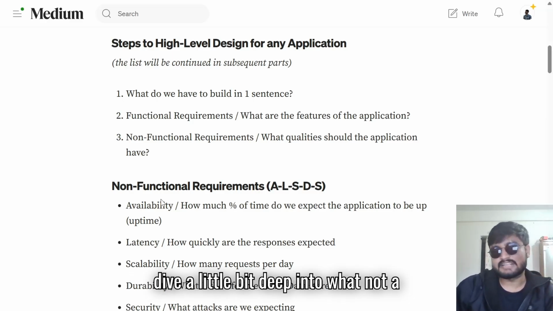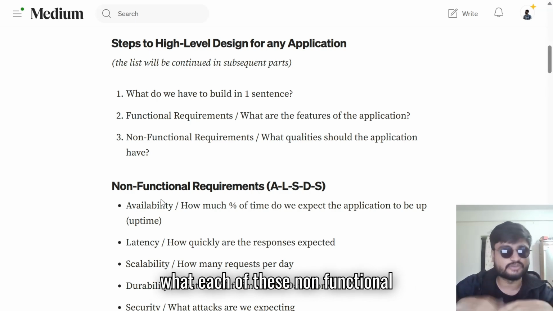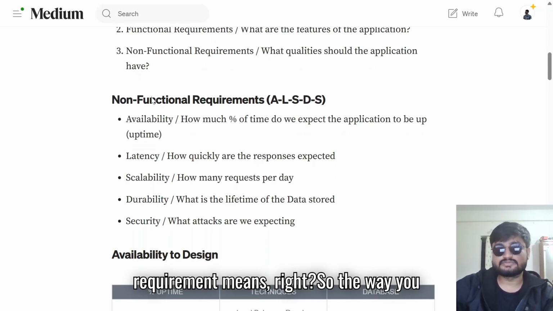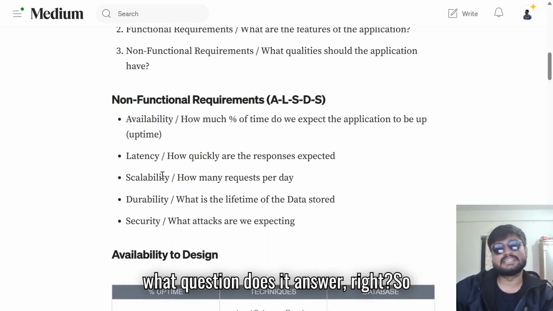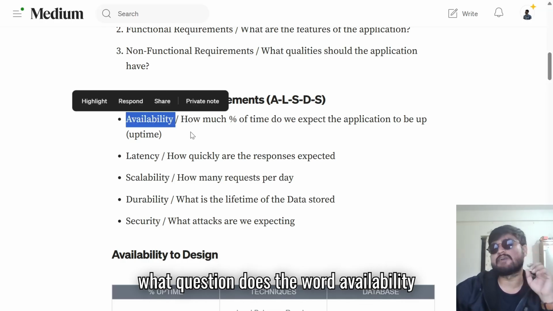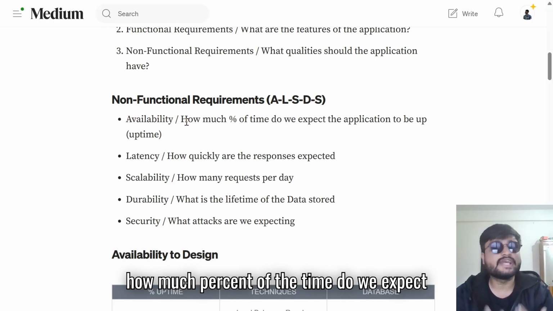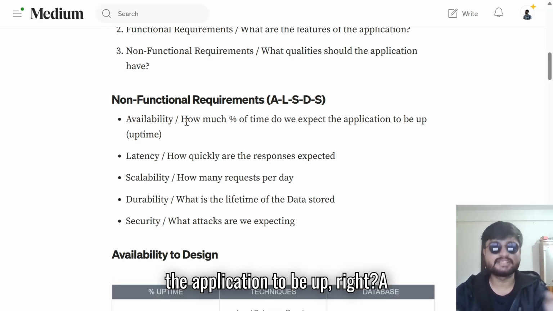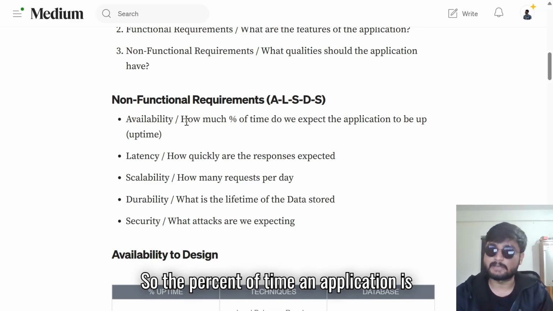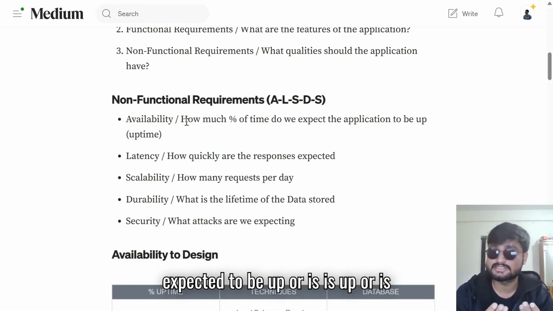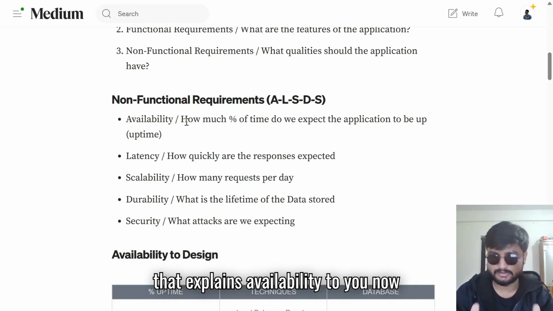Okay, now let's dive a little bit deep, not a lot. I'll just give you an overview of what each of these non-functional requirements mean. The way you should understand any concept is: what question does it answer? So what question does the word availability answer? Availability answers basically how much percent of the time do we expect the application to be up. Technical definition for this is uptime. So the percent of time an application is expected to be up or is available is called uptime. Cool, I hope that explains availability to you.